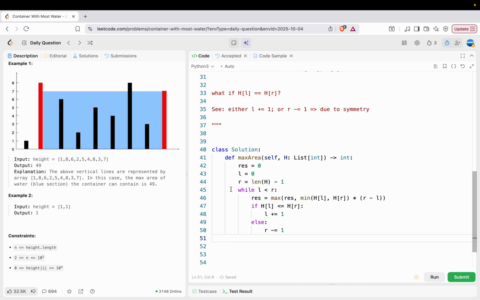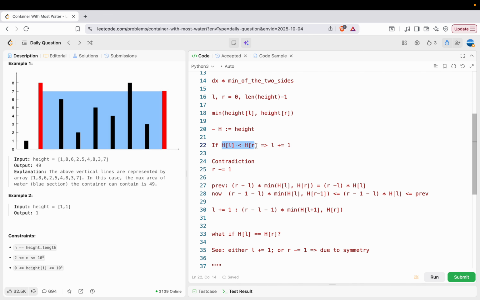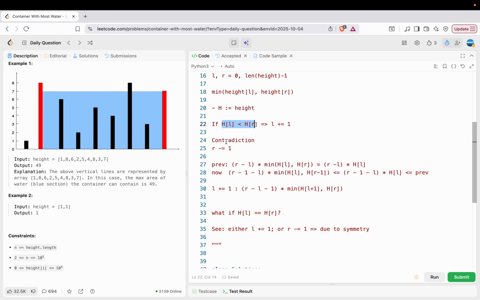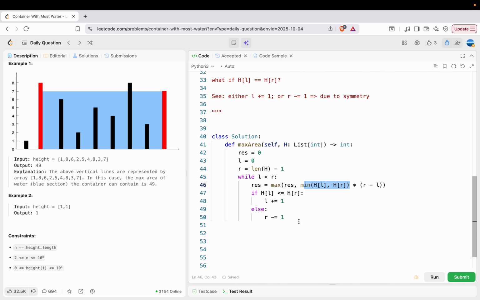Each time we enter this while loop, we compute and update the result. This way, we always get the maximum result. Here, if HL is less than HR, we should increment L. The reason we do not do the other move is that we ignore a lot of areas that are smaller than or equal to the current one. That's where we save time. So finally, you can return the result.